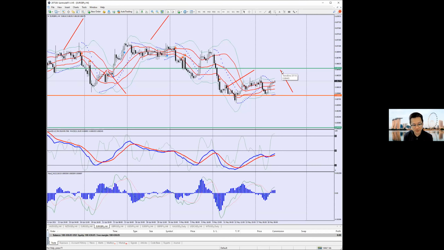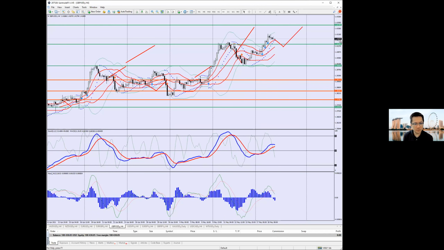So look for this to climb up towards the 8651 resistance. Let it reject that point before you look to sell it down. So look for selling opportunities at about 8641, with a 20 pip stop loss and a good 50, 60 pip take profit level. You're looking at a 1:3 risk reward ratio for the euro pound.